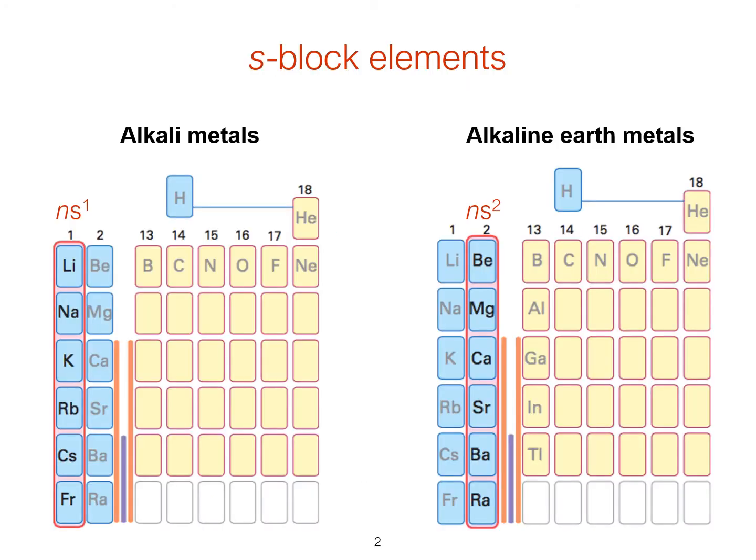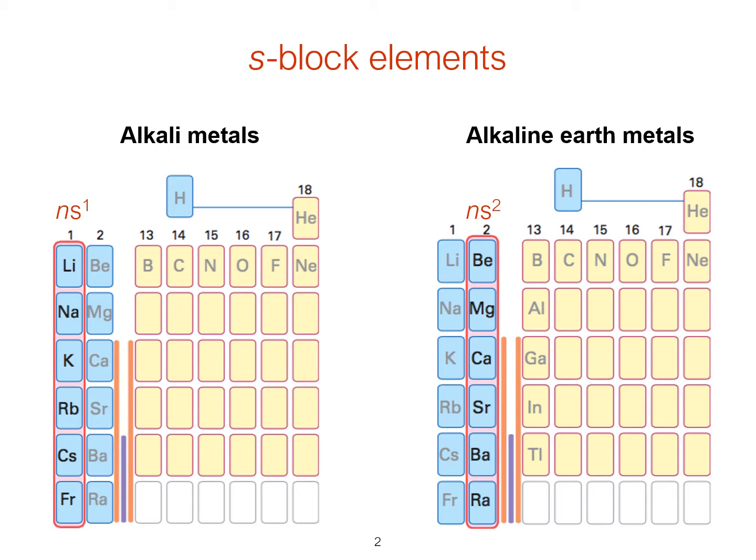So the S-block elements are on the left-hand side. There's group 1 and 2. And they're called the S-block elements because the valence electrons are in the S shell. So in group 1, it's ns1 electron configuration. And in group 2, the electron configuration is ns2.